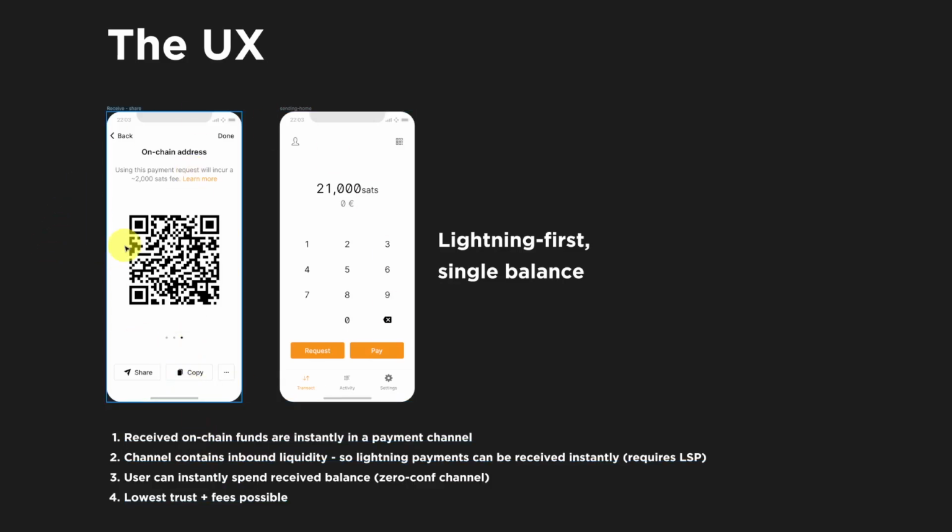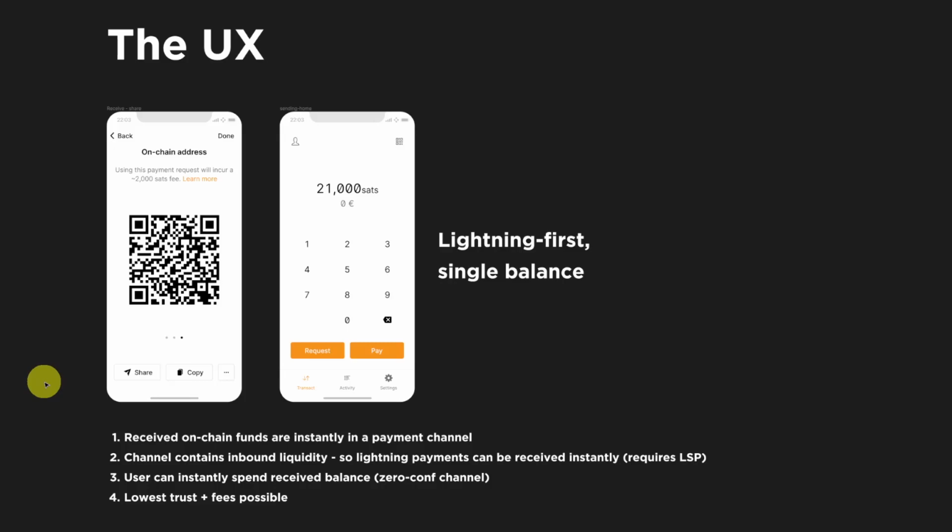So the user generates an on-chain request. Any funds that are sent to that on-chain address are instantly moved into a payment channel, which can be done in various ways, which we're going to get into later in the video. The next thing is the channel should have some inbound liquidity, particularly if it's a new channel being opened, which does require an LSP, which we'll get into in a bit.